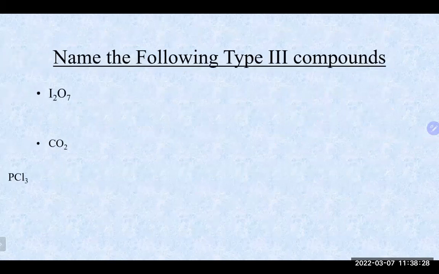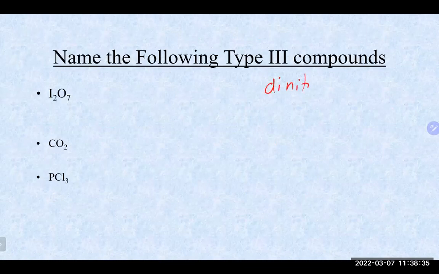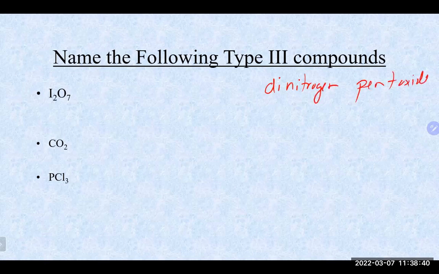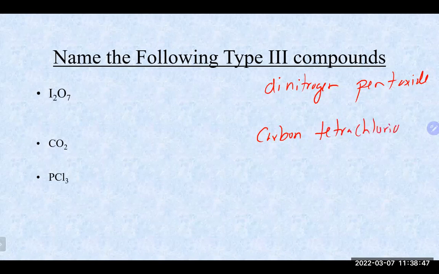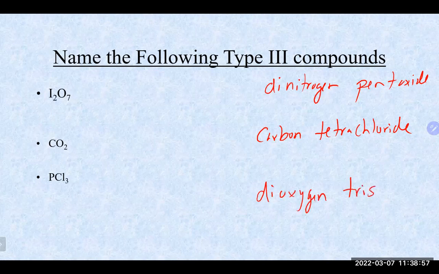All right, why don't you take a couple minutes and do these. We'll also give you some names. Let's do nitrogen pentoxide. Let's do carbon tetrachloride. And let us do dioxygen trisulfide. All right, names on the left, formulas on the right.